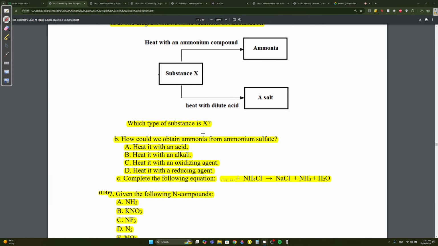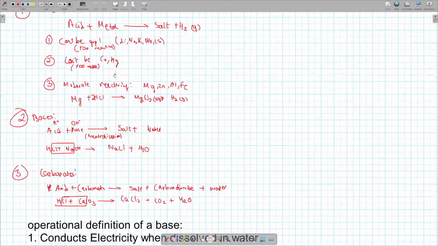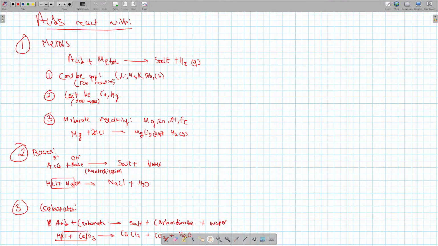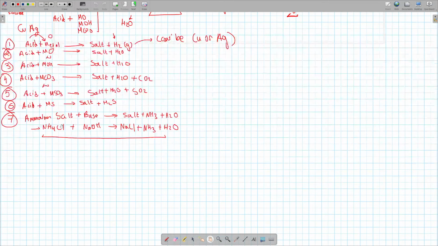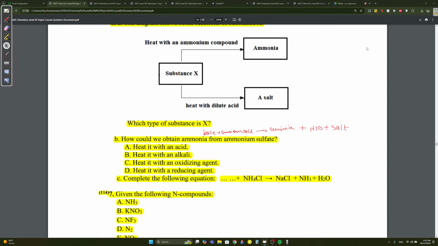How could we obtain ammonia from ammonium sulfate? You guys know the reaction. It's base plus ammonium salt to produce ammonia plus water plus salt. This was one of our famous reactions. Ammonium salt plus base gets you salt plus ammonia plus water. For example, ammonium chloride plus sodium hydroxide gets you NaCl, ammonia, and water.